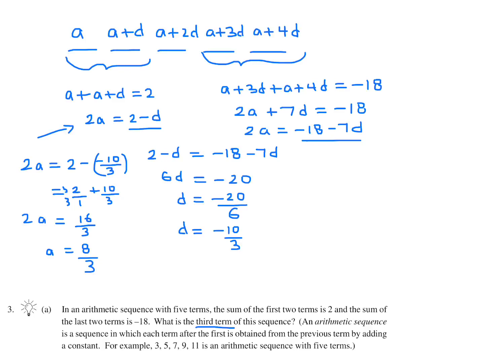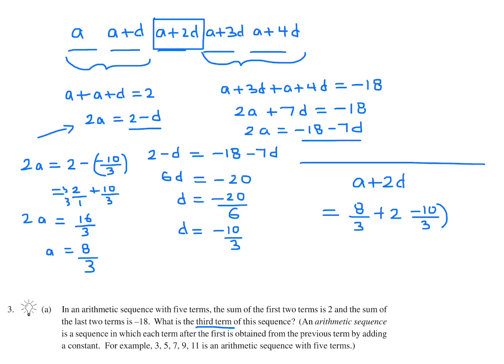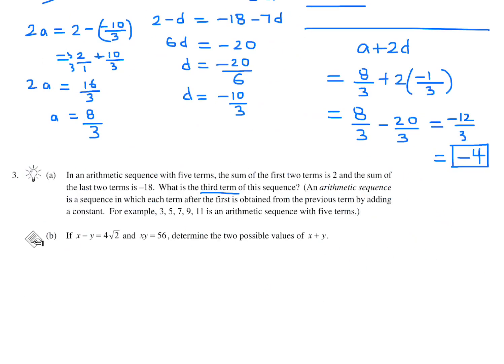Now we can figure out the third term. The third term is right here. It is a plus 2d. So a is 8 over 3 plus 2 times d, which is negative 10 over 3. 8 over 3 minus 20 over 3. And we get here minus 12 over 3, which is, of course, negative 4. So there you go. This is the third term of that arithmetic sequence.